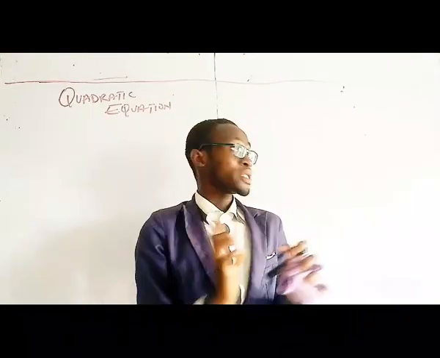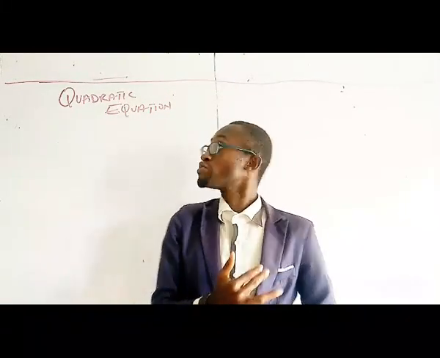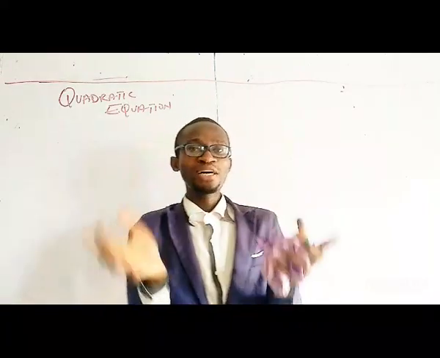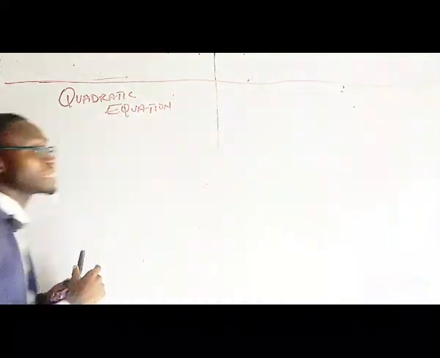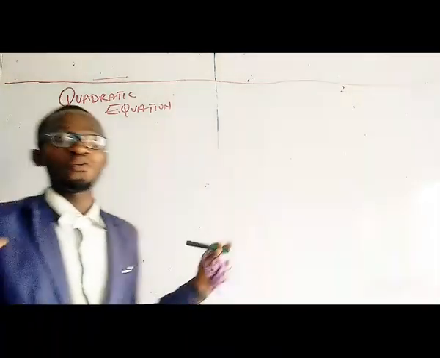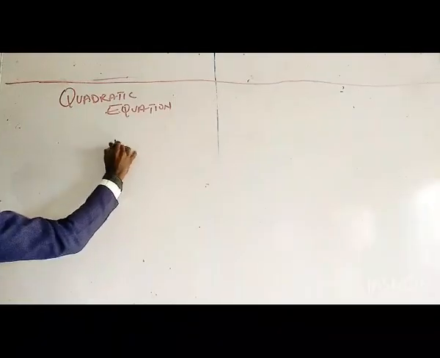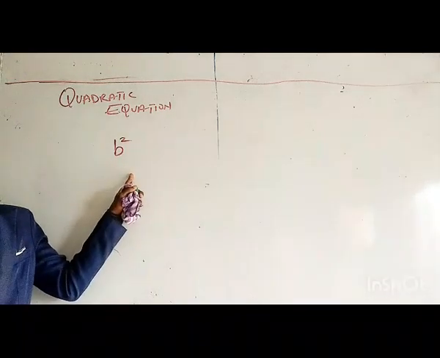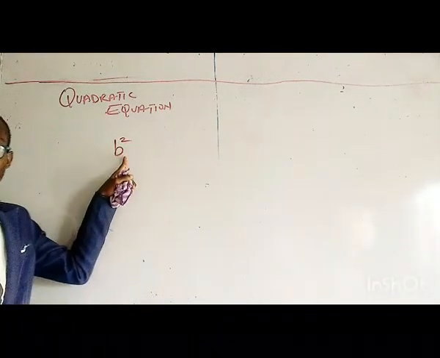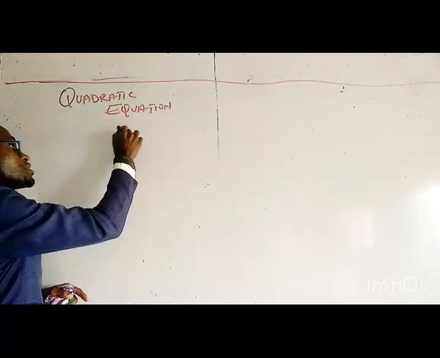We first of all have to analyze the two words: quadratic and equation. First of all, start with quadratic. What is quadratic? Quadratic is any expression that has the highest power of 2. So, for example, we have something like this, b squared. Now, when we say b squared, it is a quadratic expression. Why? Because it has a power of 2.